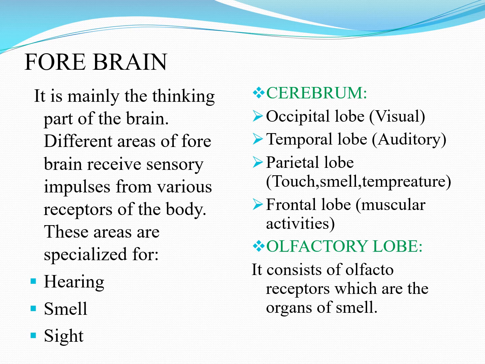Yes, the forebrain is mainly the thinking part of the brain. Different areas of the forebrain receive sensory impulses from various receptors of the body. These areas are specialized for hearing, smell, sight. Whatever we saw in the previous diagram, occipital lobe for visual, temporal for auditory, parietal lobe for touch, smell, temperature, frontal lobe for muscular activities. Then olfactory lobe for smell.